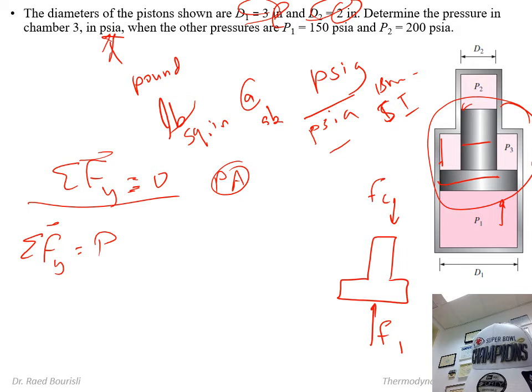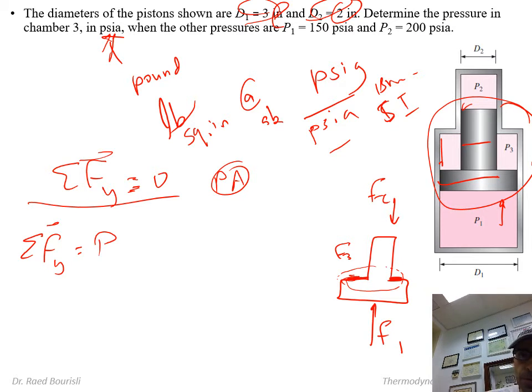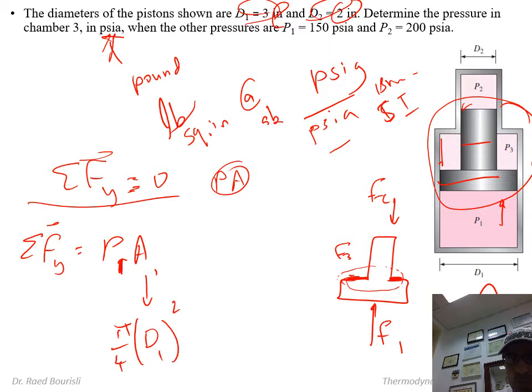So F2 and you have F3, just acting on this guy. Okay, all around. So you'll say I have a positive direction here, so this is P1 A1, which they gave us. What is A1? This is pi over 4 D1 squared, and this is 150 PSI.